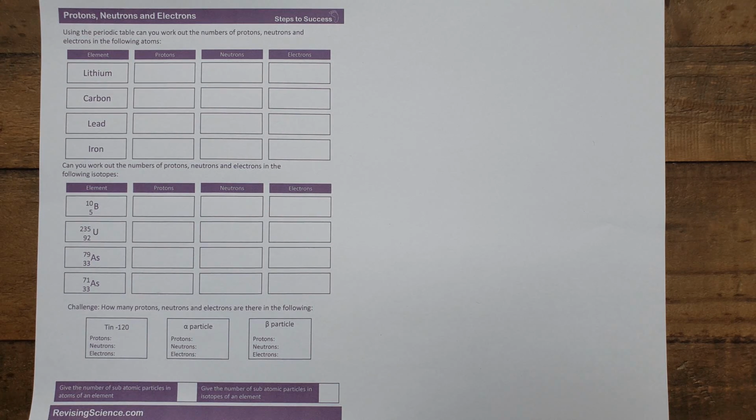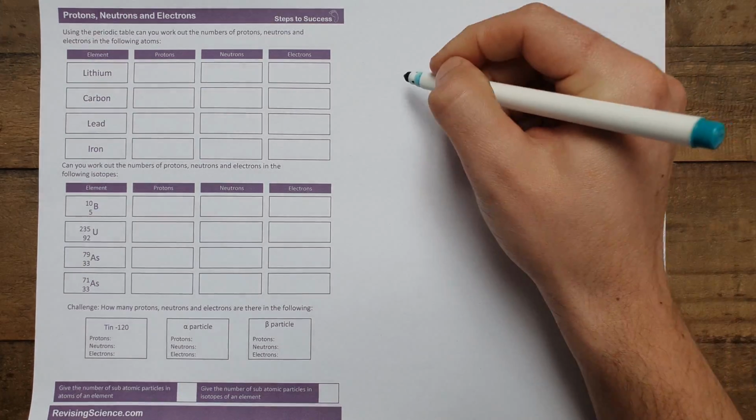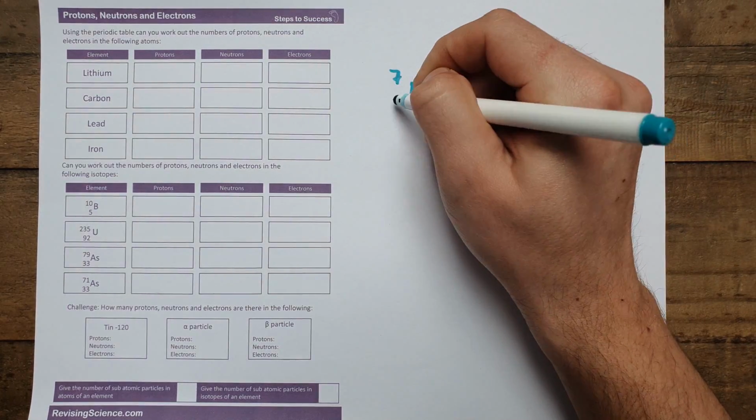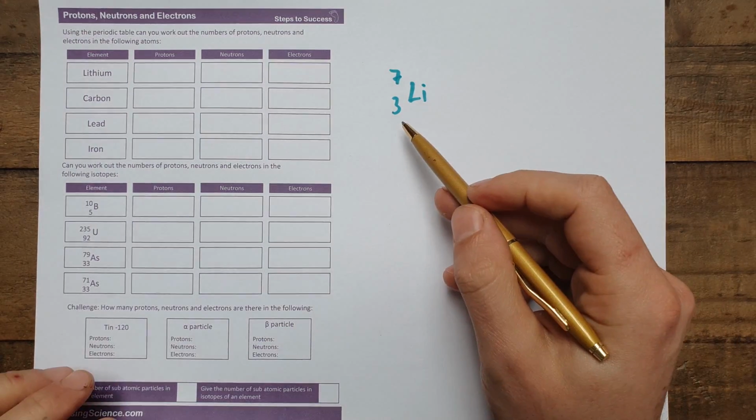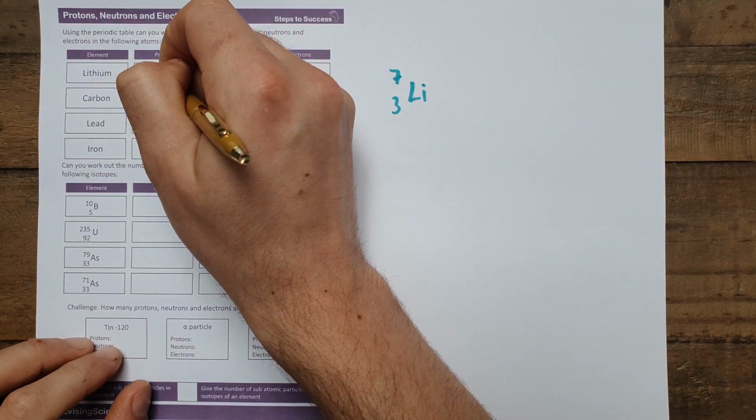Okay, so here we're going to be working out the numbers of protons, neutrons and electrons. For this you're going to need a periodic table. If you look lithium up on the periodic table, then you'll see that lithium looks like this. The number at the bottom there is the number of protons, so nice and simply we can add it in over here.